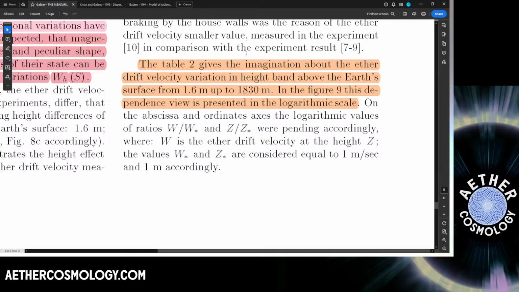On the abscissa and the ordinate axes, logarithmic values W over W star and Z over Z star are plotted accordingly, where W is the ether drift velocity at the height of Z. The values W star and Z star are considered equal to 1 meter per second and 1 meter accordingly.